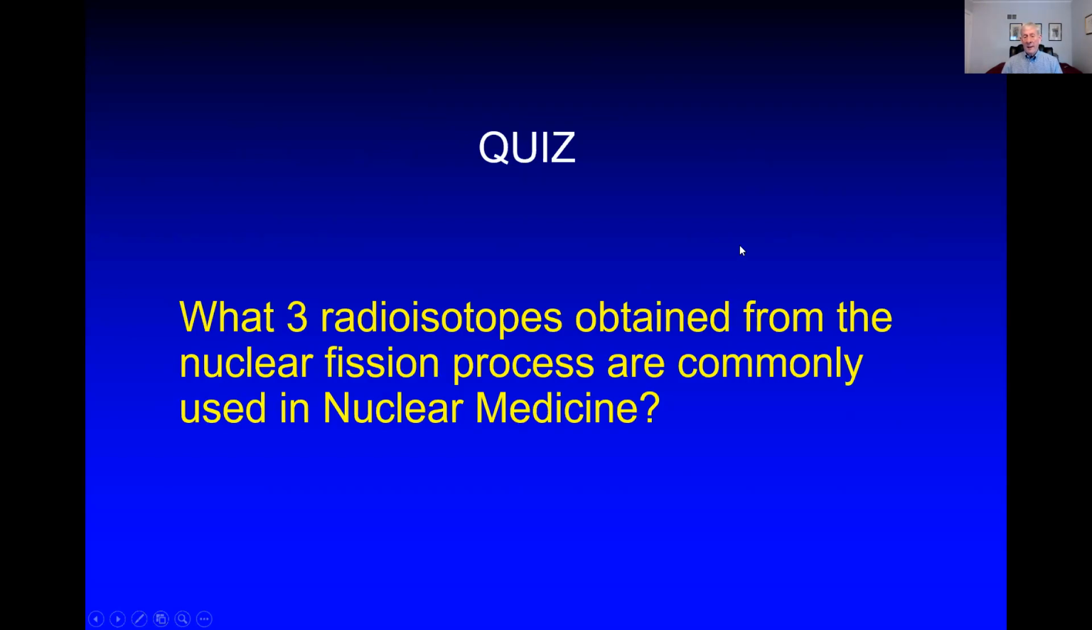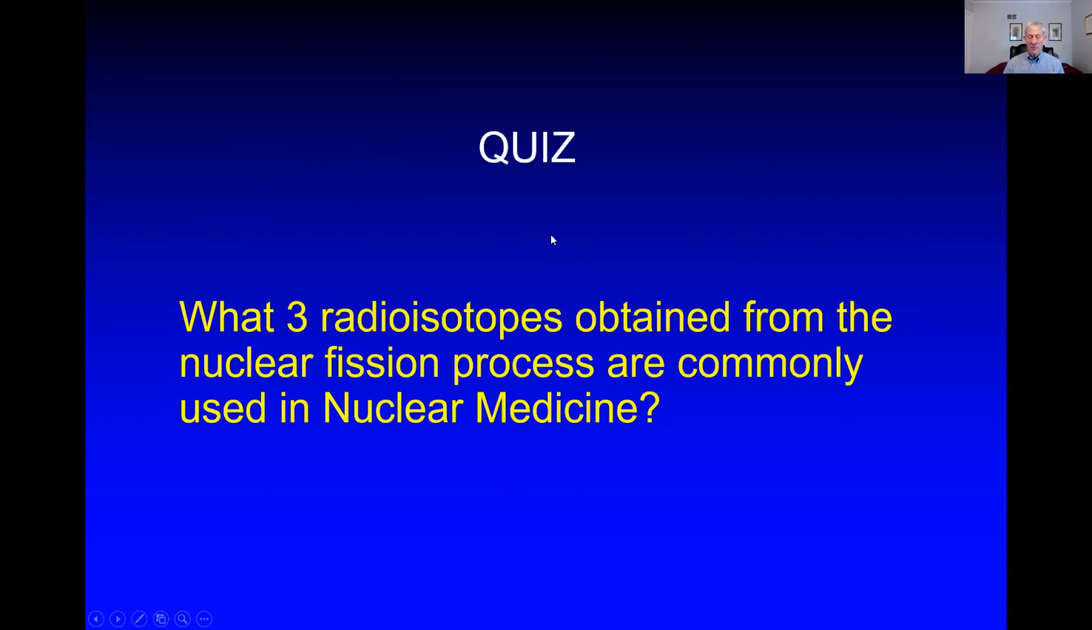Okay, now a common exam question, and we're going to cover one of these answers now and the others a little bit later, but a common exam question is the following. Here is a string of isotopes. Are they generator produced? Are they cyclotron produced? Are they nuclear reactor produced? Or are they fission reactor produced? And so here's the first question related to that. What three isotopes that come from the fission process are commonly used in nuclear medicine?